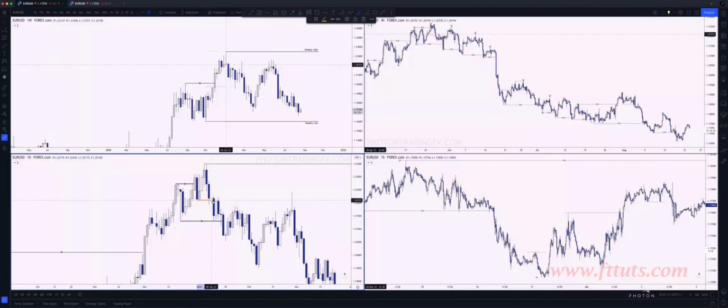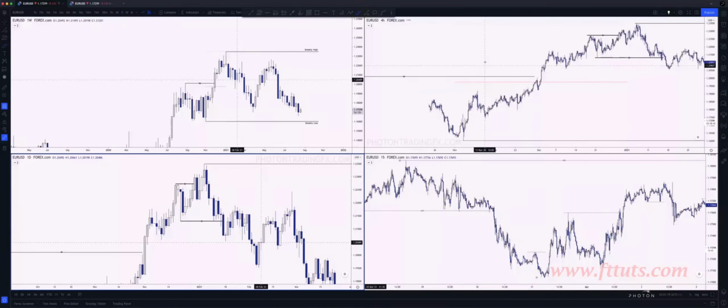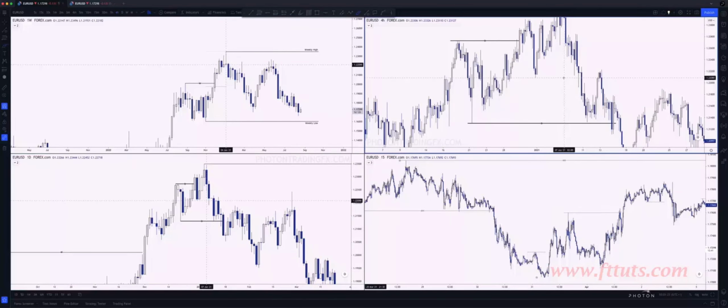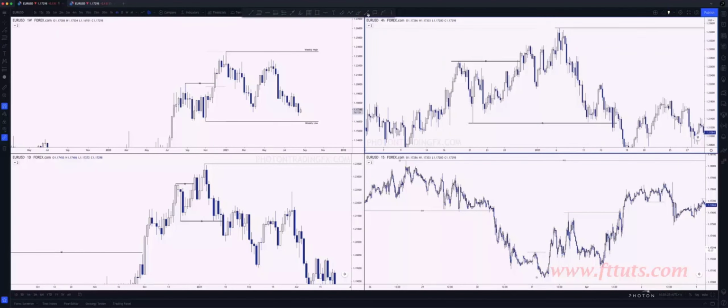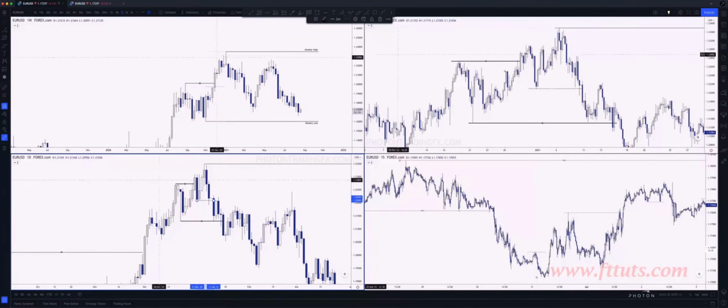But then how could we have anticipated that even earlier, right? Well, what is that daily change of character, that daily minor break of structure? What do you think that will look like on the 4-hour chart? Well, if we go and scroll across, right, what I'm going to do is mark out that daily change of character here. So I'm going to draw that across, and I'm just going to change it to a dotted line just so we can see the difference.